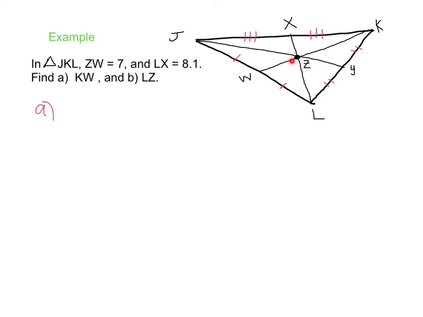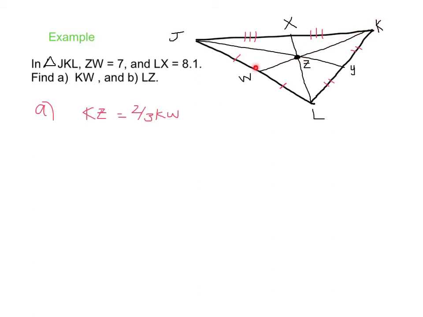What does the centroid theorem tell us? Again, we're dealing with KW, so I'm not talking about the other segments. What the centroid theorem tells us is that KZ is equal to 2/3 of KW. The length to the centroid is 2/3 of the total length.